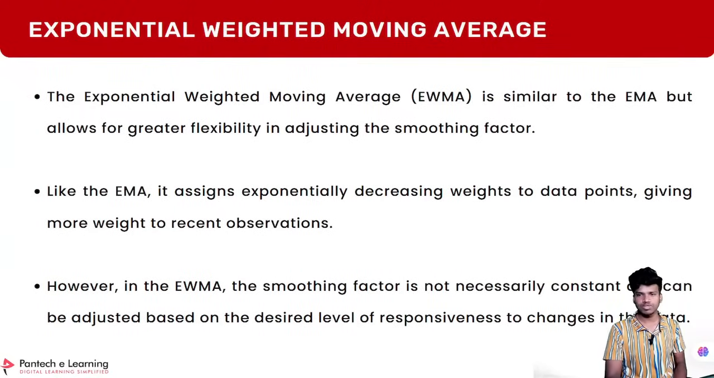The EWM is the exponentially weighted moving average. It is also the same: it gives more weight to the current data point or recently added data points.